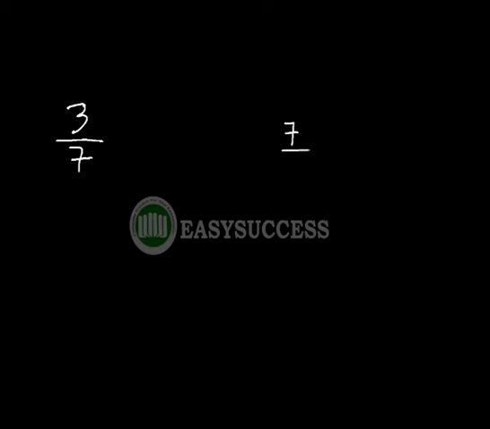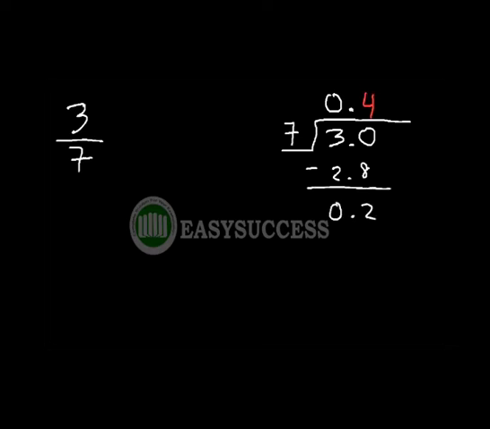So we're going to put the 7 on the outside and the 3 on the inside. Now 7 goes into 3 0 times, so we have to add a 0. 7 goes into 30 4 times. 4 times 7 is 28. So 7 times 0.4 is 2.8. 30 minus 28 is 2. So let's add a 0. Now how many times does 7 go into 20? 7 goes into 20 2 times. 7 times 2 is 14. 20 minus 14 is 6.